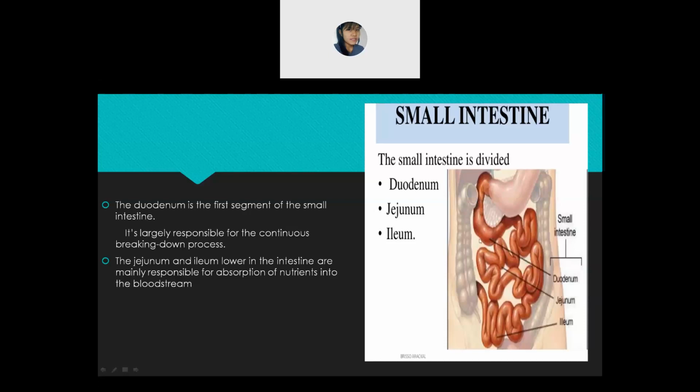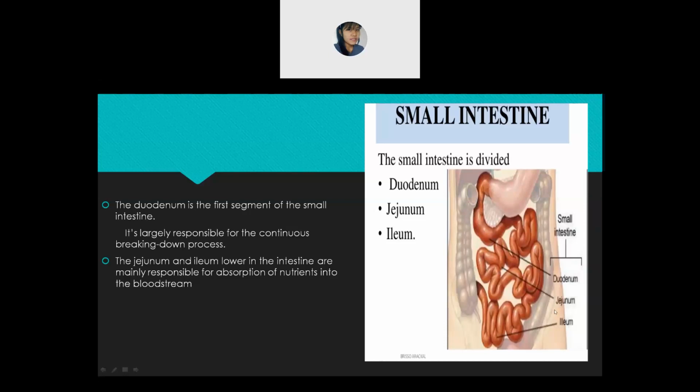And this duodenum, what will they do? Again, they will break all the food into smaller particles. And the second one, the jejunum, what will they do? This jejunum and the ileum play an important role in absorbing the nutrients.